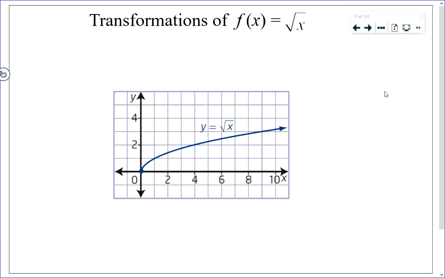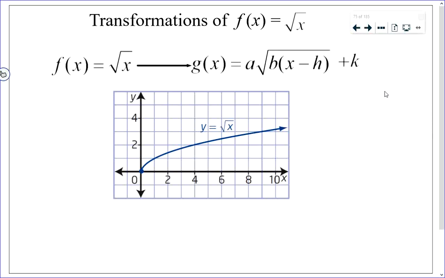Transformations of root x. I'm not quite sure why it's important that we had a specific lesson on transformations of this function. I get that it's connected to some other things we learn in Chapter 2. However, what I'm going to tell you you should be able to do with this graph, you should be able to do with any graph if you know what that graph looks like. If you apply all of the parameters a, b, h, and k to the function f of x equals root x, that's what you get.